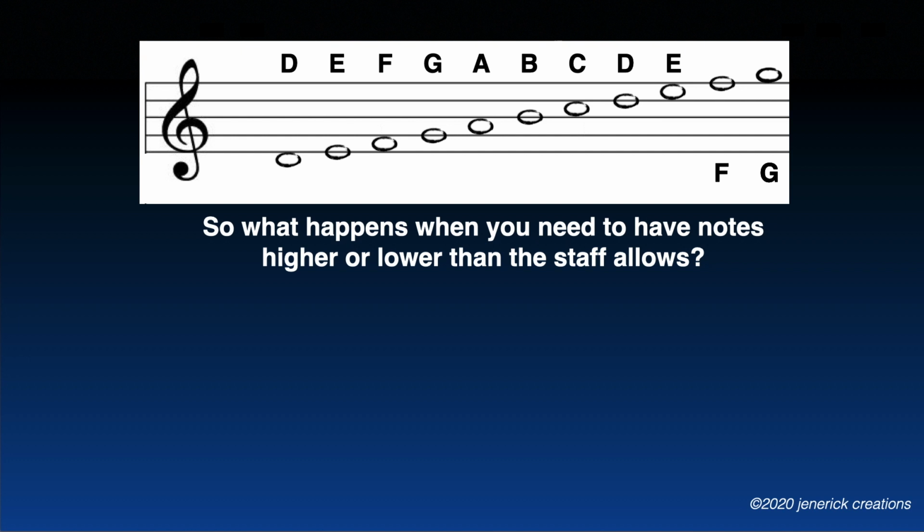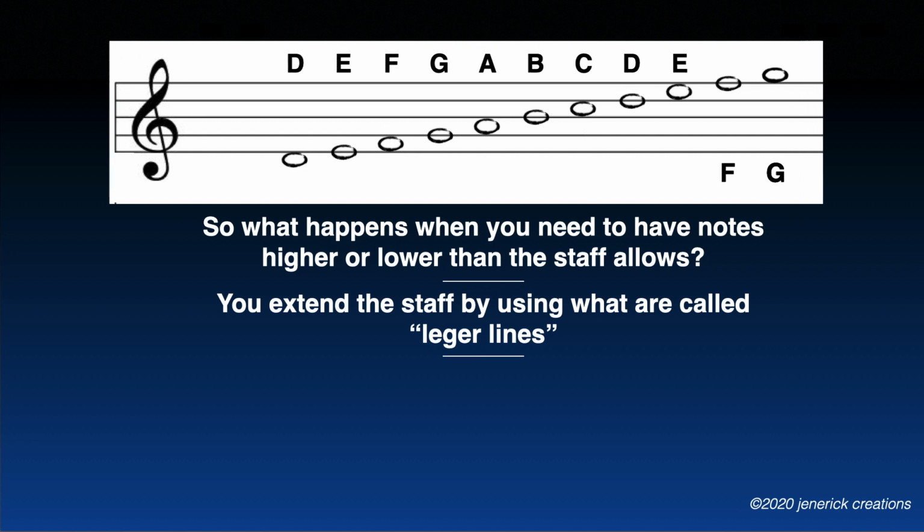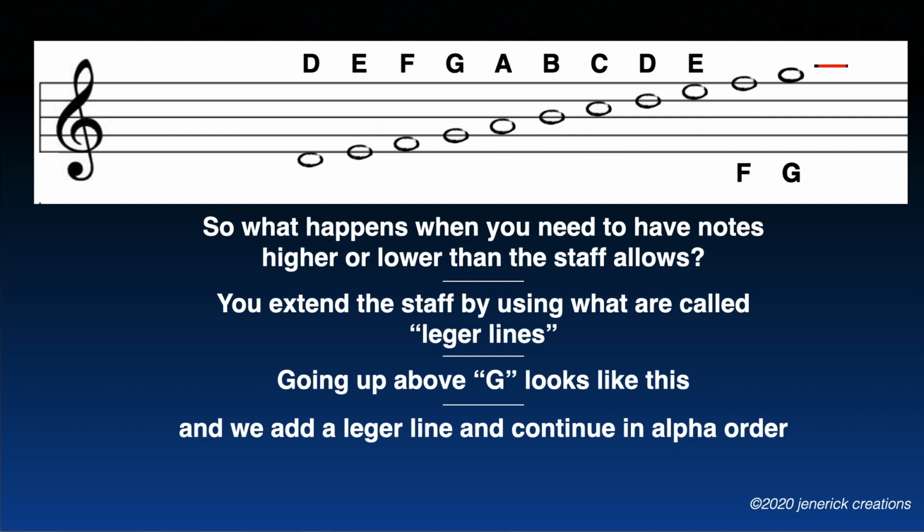So what happens when you need to have notes higher or lower than the staff allows? You extend the staff by using what are called ledger lines. Going up above G looks like this. There's G, and we add a ledger line and continue in alphabetical order. There's our ledger line, and the note on the line would be A. There's another ledger line, we can perch one above that.